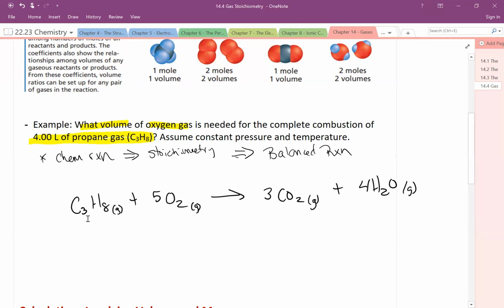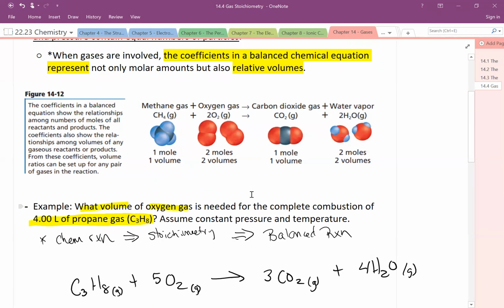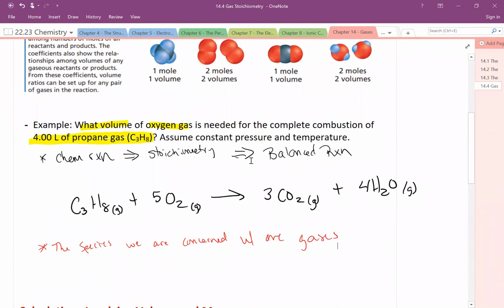And then I also know that all of these things are gases, which tells me, and I'll write this out, because all are gases, well, it doesn't have to be that they're all gases, right? The species we are concerned about are gases, and that is key. We know they're gases. We can use our idea that molar volumes can be compared here. So we can use that idea.